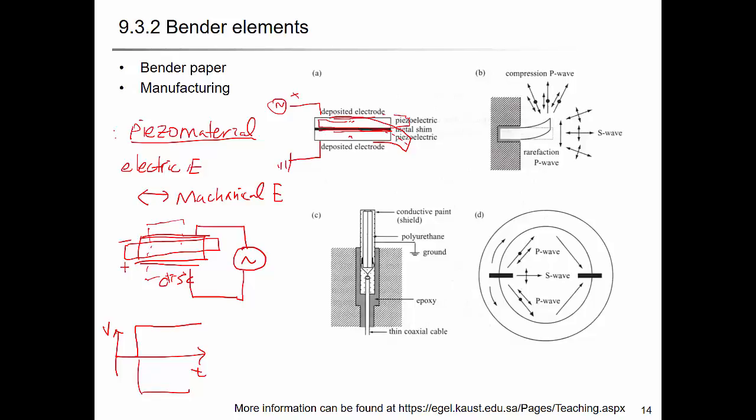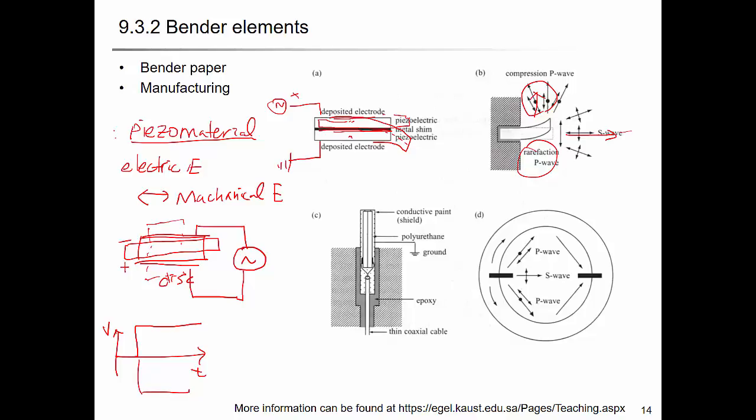So when it bends in the vertical direction, you're generating the shear wave, so that the particle moves horizontally, perpendicular to the wave direction. But here in the side, you generate also the P wave, because you're compressing the soil.